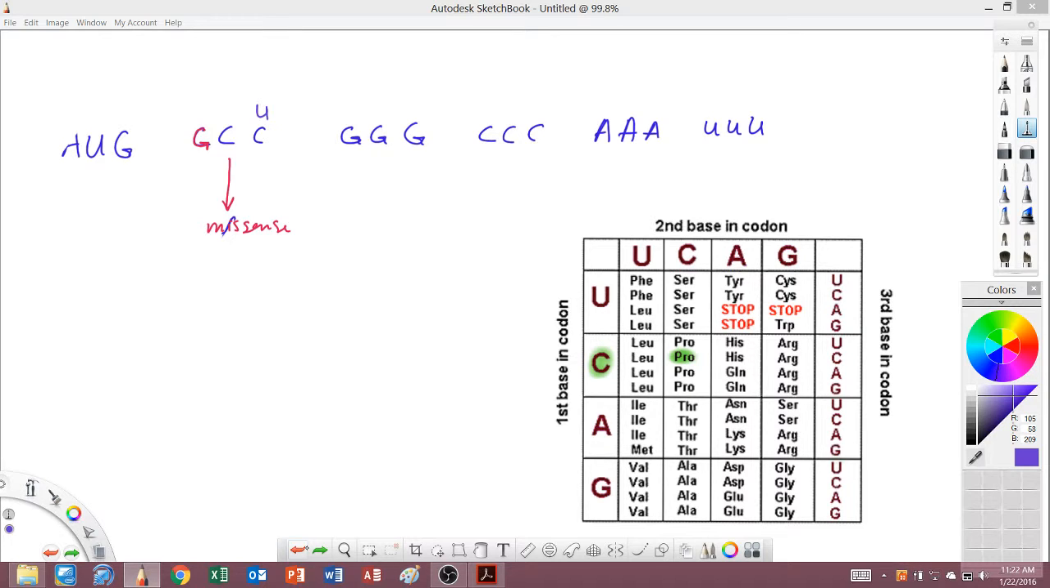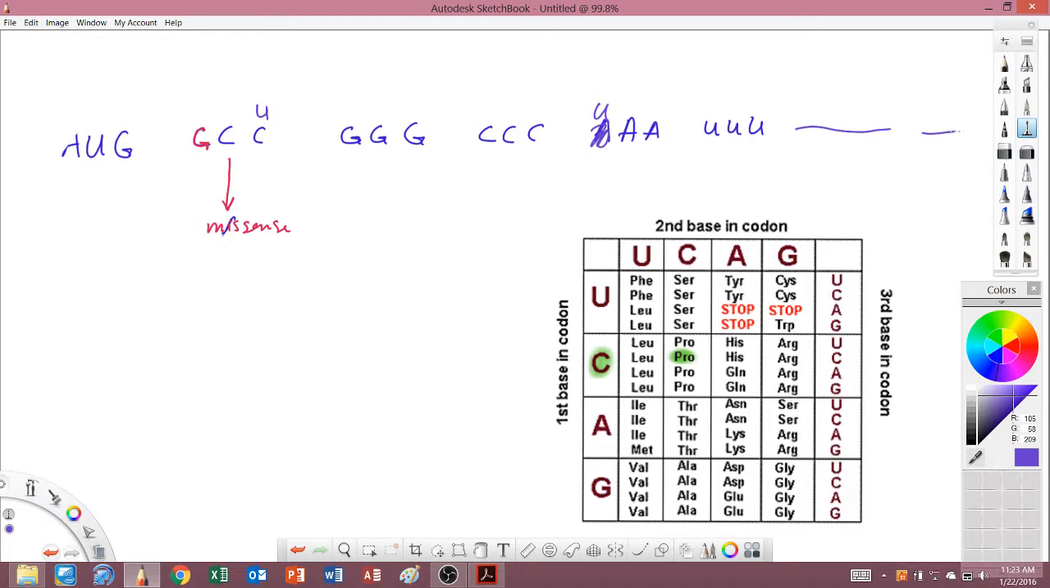Make sense? Okay, one more thing. What if you have a premature stop codon? Let's say instead of A, you change this to UAA. Now the stop codon should occur somewhere here later on, but it's a premature stop codon. This will lead to a small protein, maybe 1/4 of a protein, half a protein, and they're not functional.